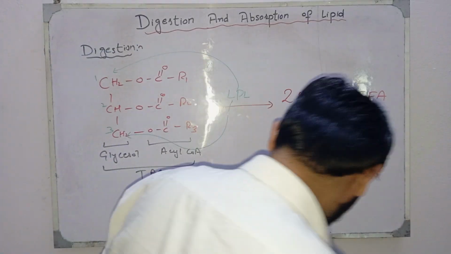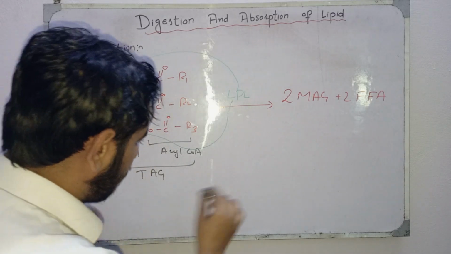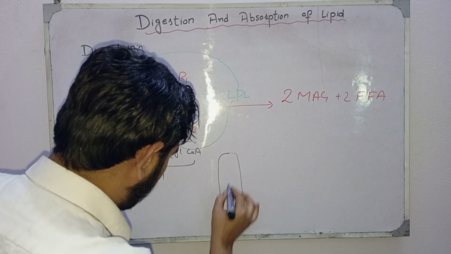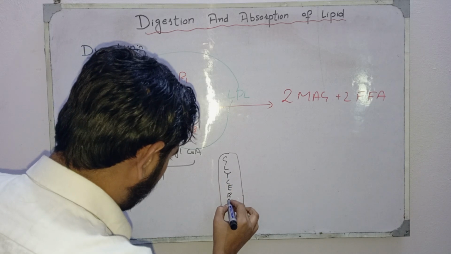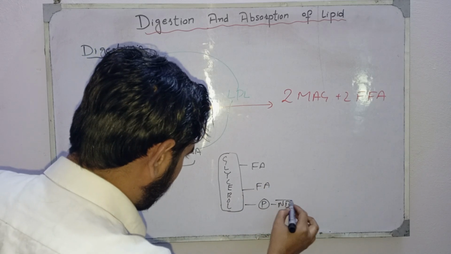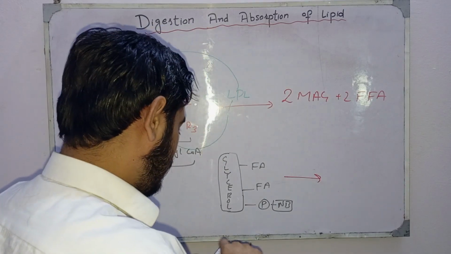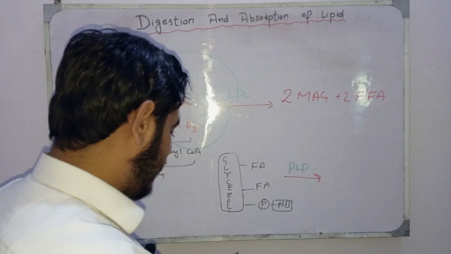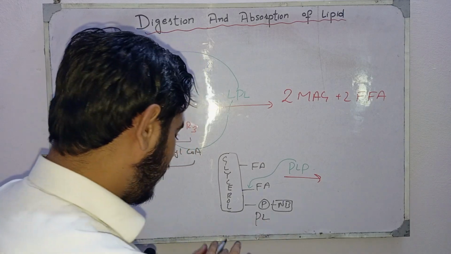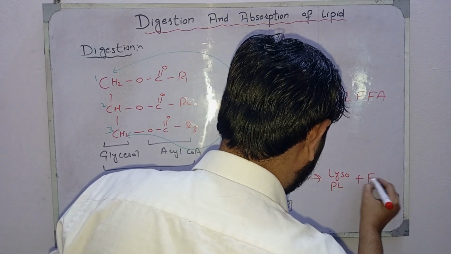Okay, next is phospholipid. There is the action of an important enzyme, phospholipase, and it acts upon carbon number 2 of this phospholipid and converts it into lysophospholipid and free fatty acid molecule.